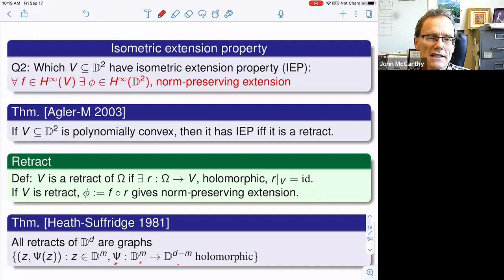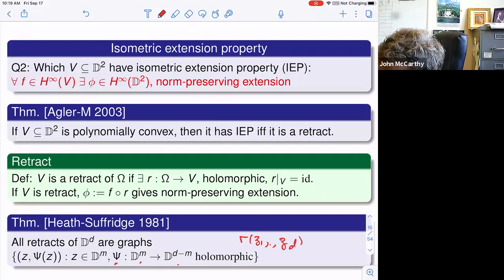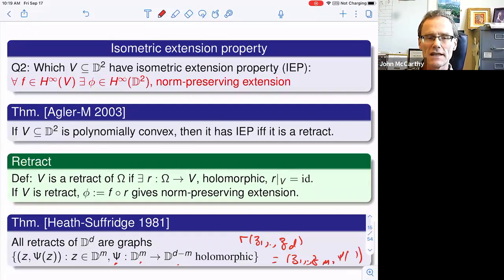And then your retract is kind of obvious. You take R of (z1 through zd) to be (z1 through zm), and then psi of that. So it's obvious that any graph like that will be a retract, and they proved that those are the only retracts.